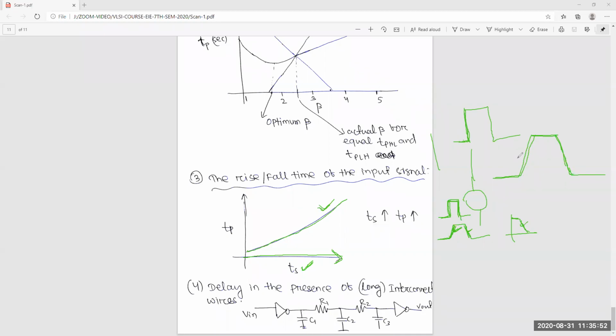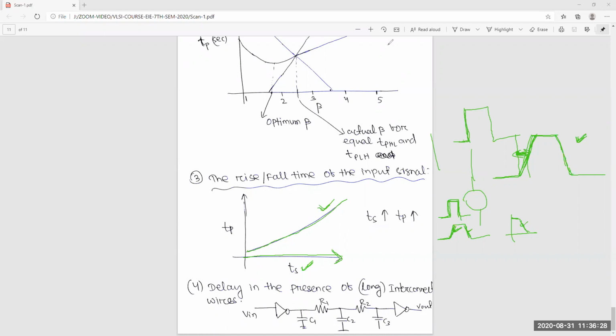Initially, at 0 time, it suddenly reaches the middle point, meaning the transistor is on, but here after some time you reach the threshold voltage of the transistor. That's why the propagation delay will be more. If you are not understanding, you can ask. Why do you get more propagation delay if you change the slope? So this is one thing.